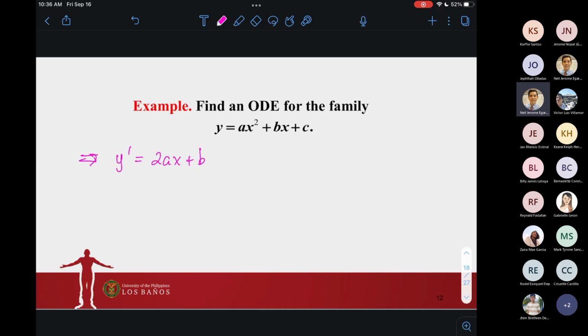All right? Now, we get y prime. Kasi meron pang parameter, hindi pa tayo titigil. Derivative this time is what? Derivative is 2a.